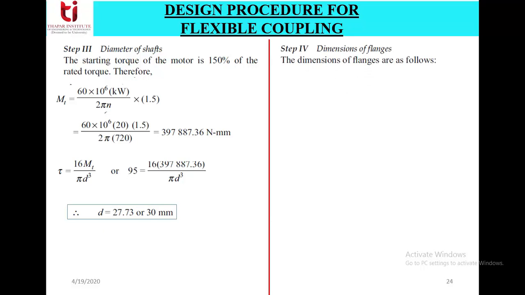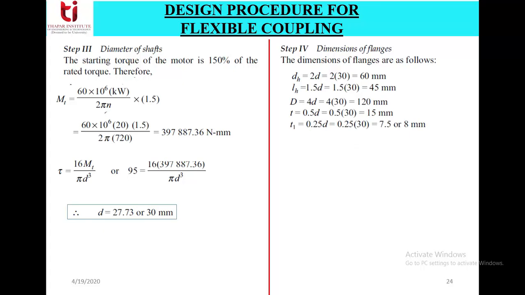Next, the dimension of the flange, which we know clearly, that Dh is the diameter of the hub, which is taken as 2d. Capital D, which is the pitch circle diameter, is up to us, 3d to 4d. Let us say we are going with capital D as 4 times the diameter of the shaft, so 120 mm. T is the thickness of the flange. T1 is the thickness of the protective rim. So we got these dimensions as we see here.